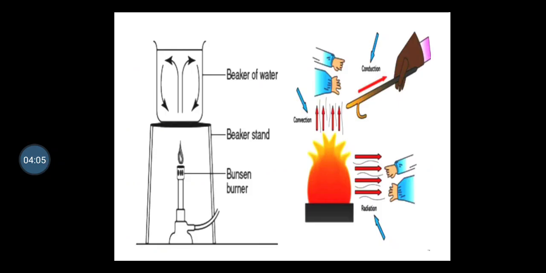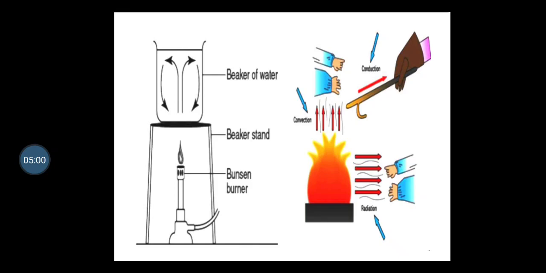If you are able to understand this diagram, it reflects all about the mechanism part of heat transfer. In the first diagram on your left-hand side, a beaker of water has been kept over a stand with the help of a Bunsen burner, and the heat is exposed for heat transfer. Whatever surface, the bottom of this beaker, comes in contact with the burner, that directly represents the convection mechanism.